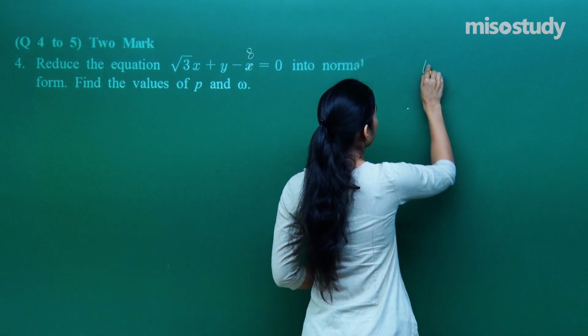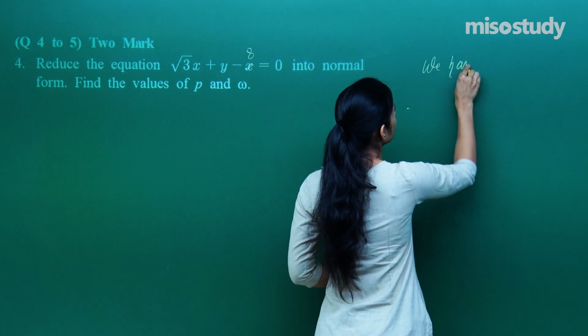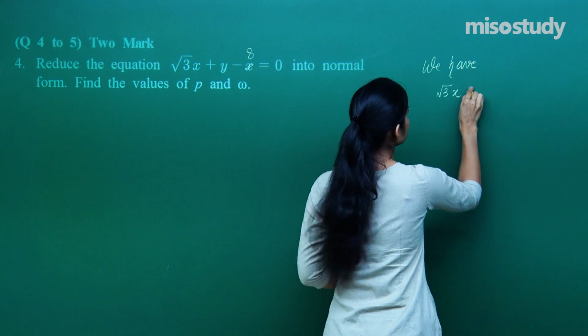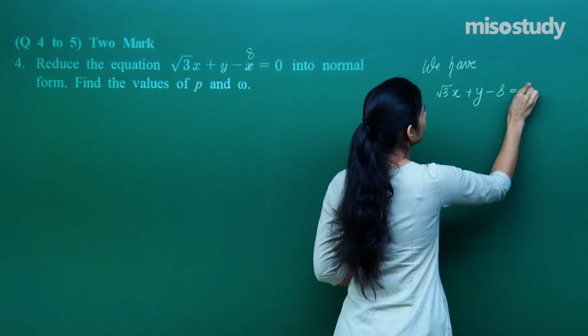So, we have root 3x plus y minus 8 equals 0.